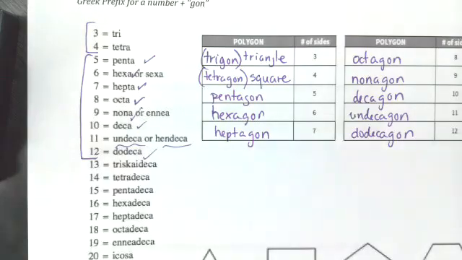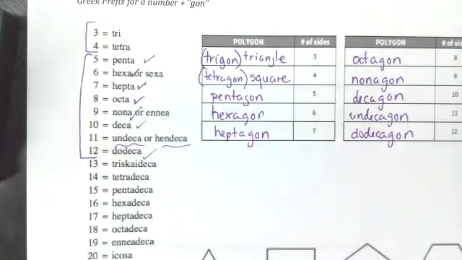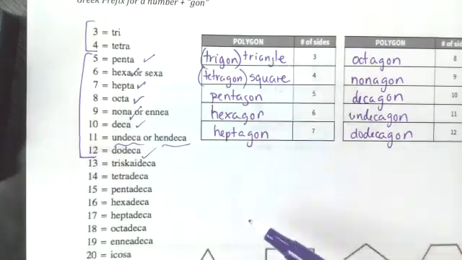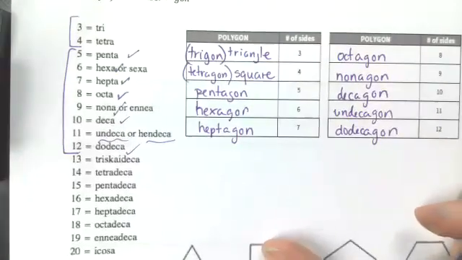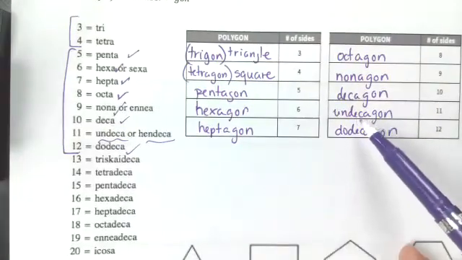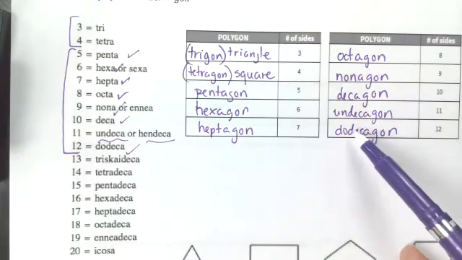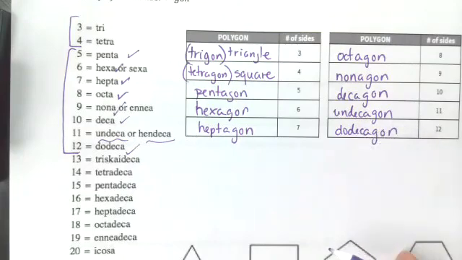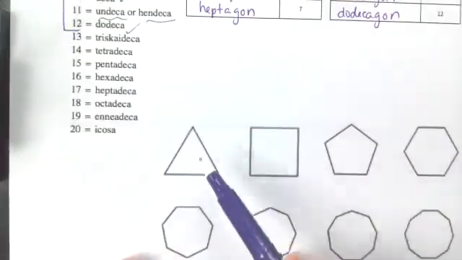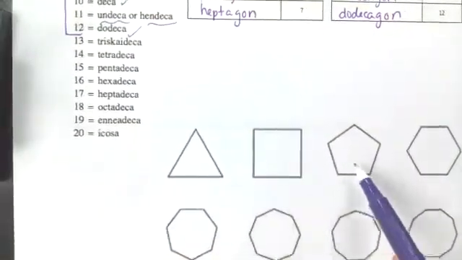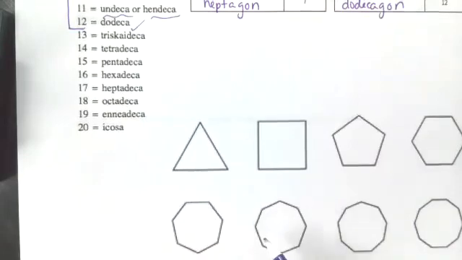So you only need to memorize these ones from 5 all the way to 12 because the 3 and 4 you already know their names, right? So make sure you know the names, especially for the undeca and dodeca. Okay, undeca 11, dodeca 12. Okay, and here's a triangle, the square, pentagon, hexagon, heptagon, octagon, nonagon, and decagon.